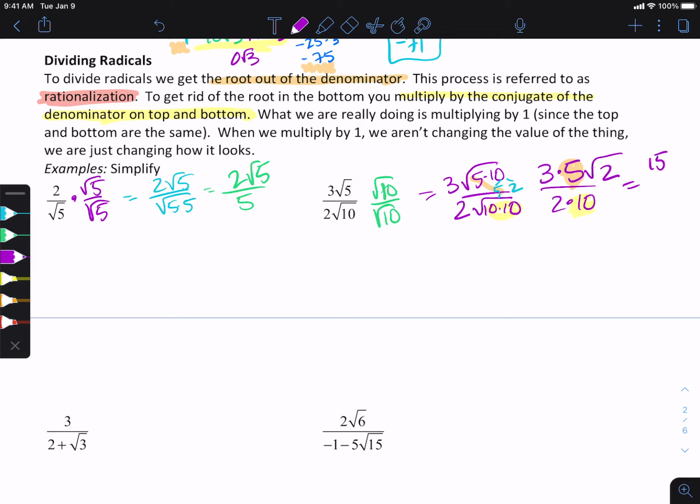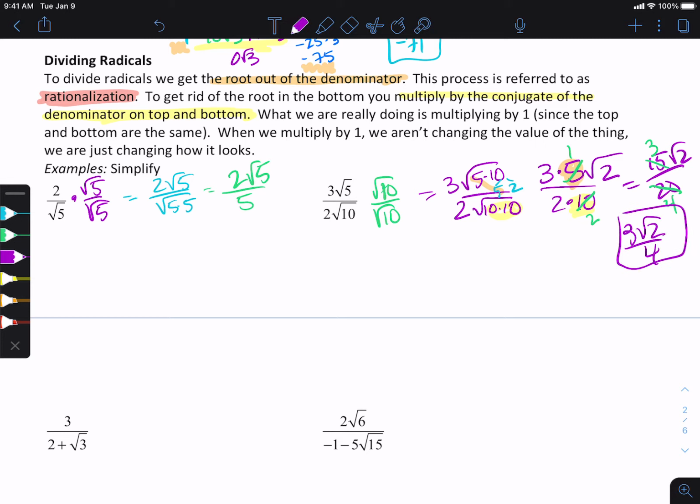So then I get 15 root 2 over 20. Now I just need to check, can I reduce? Well, 15 and 20 can reduce by a factor of 5. 5 goes into 15 3 times, 5 goes into 20 4 times. I also could have noticed that earlier and said, hey, this 5 can go into this 10, which goes into it 2 times. Then I'm looking, can I cancel anything else on top and bottom? I can't. These 2's are both on the bottom, so they can't reduce. So I would do 3 times 1 root 2, which is 3 root 2, and 2 times 2, which is the 4. So our final answer is 3 root 2 over 4.